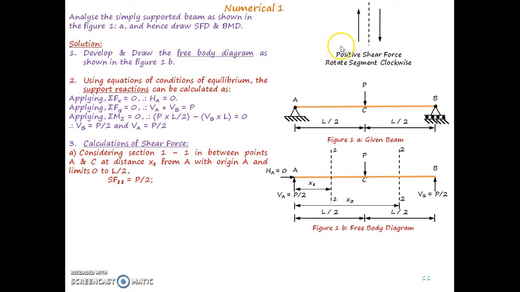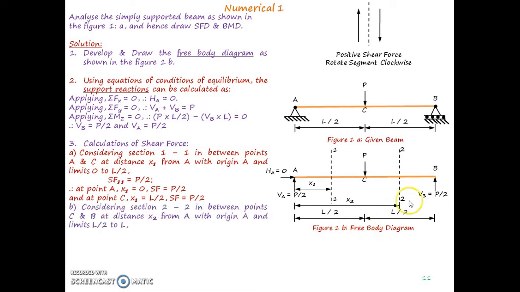And this is the sign convention we have considered. If we are considering left part of the section, and if the force is upward, then that will be considered as positive. So in this equation we have no term x. If we put x equal to 0, then shear force is P by 2, as well as at point C, if we put x equal to L by 2, shear force is P by 2.